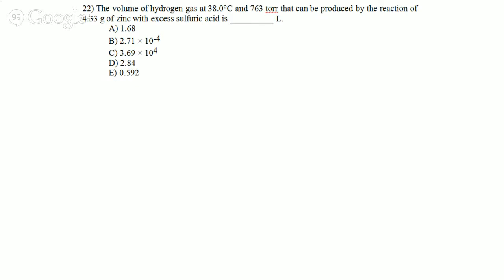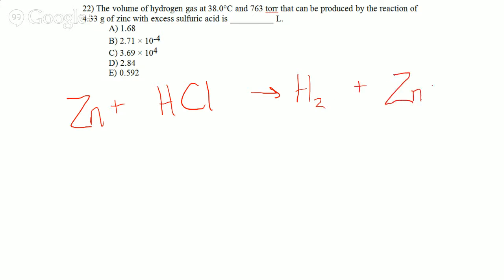The volume of the hydrogen gas at 38 Celsius and 760 torr that can be produced by the reaction of 4.33 grams of zinc and excess sulfuric acid is blank. Let's figure out the equation. We have zinc reacting with hydrochloric acid, and it's asking for the volume of gas. I know I'm going to get H2 gas and a compound: zinc's +2, chlorine's -1, so ZnCl2. Now balance it. Pretty easy one. Watch and learn. 2 hydrogens on the right, 2 hydrogens on the left, 2 chlorines on each side, 1 zinc and 1 zinc. It's all balanced, nice and pretty.